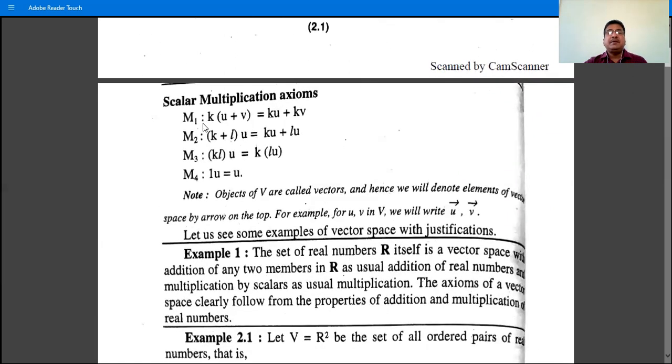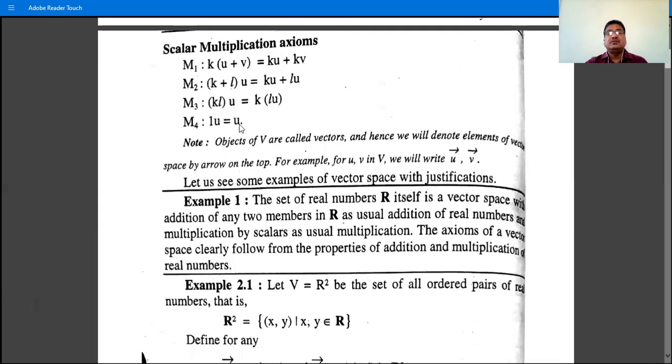Then the next 4 properties are called scalar multiplication axioms or properties. M1 is: k(u + v) = ku + kv for all u and v and for all k. M2: (k + l)u = ku + lu for all k and l belonging to R, and for all u belonging to V. M3: (kl)u = k(lu), and M4: 1 times u is equal to u.